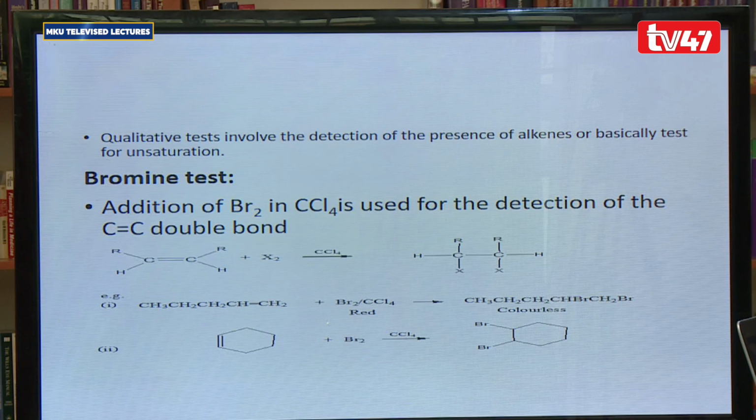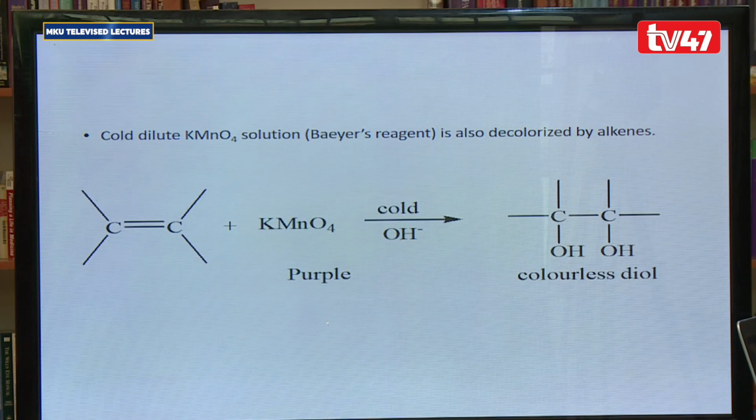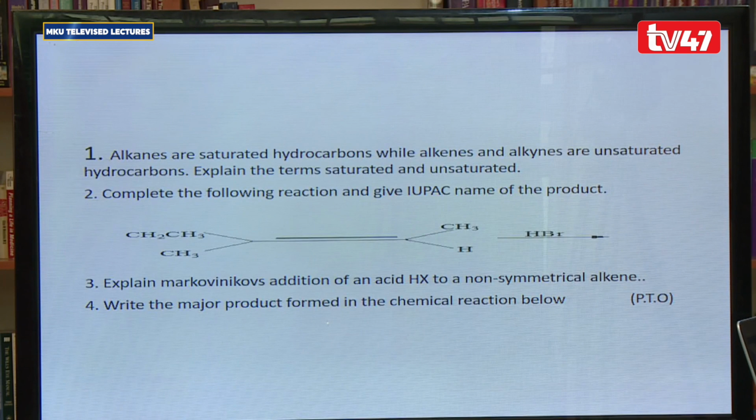And as a simple test, you put bromine in carbon tet, and you add an alkene in one test tube, and in another you add an alkane. The one with an alkene will react even in the dark, but the one with an alkane will only react in the presence of sunlight, because we saw that alkanes only react with the halogens in the presence of sunlight through free radical substitution reactions.